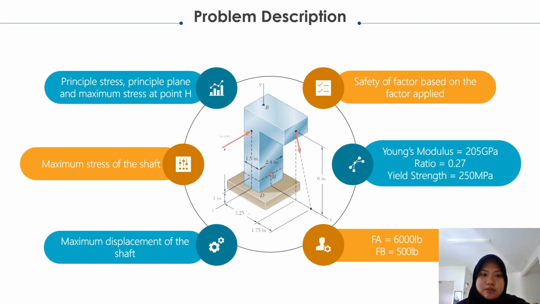So the problem is to define the principal stress, principal plane, and maximum stress at point H, maximum stress of the shaft, maximum displacement of the shaft, and lastly, safety of factor based on the factor applied. So to solve those problems, we use the ANSYS software.